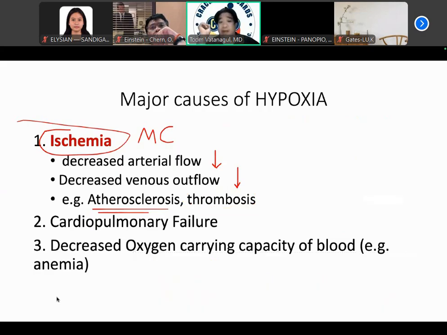Now, another cause of hypoxia is decreased carrying capacity of oxygen. That's the decreased carrying capacity of the blood. And you see this in patients who are anemic. Okay, so please remember this.